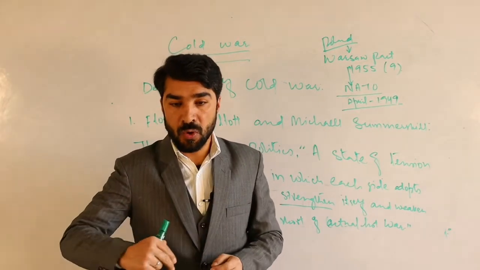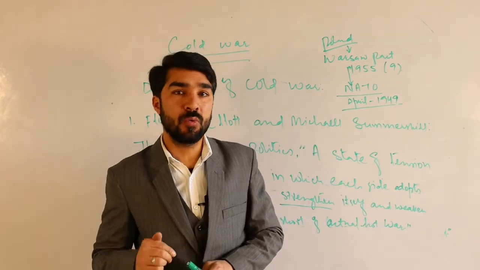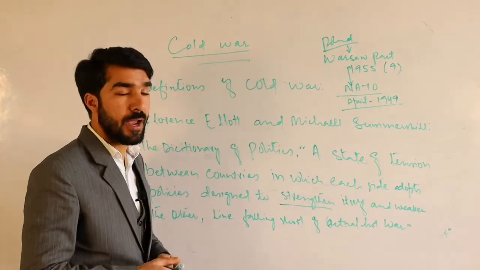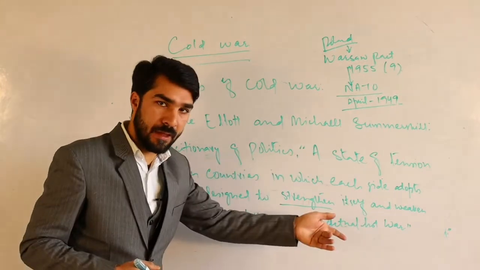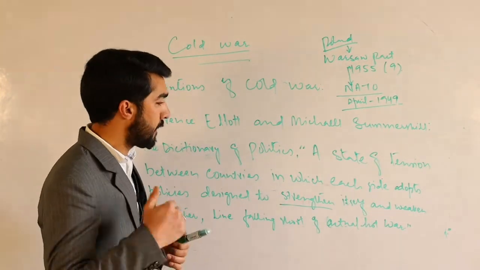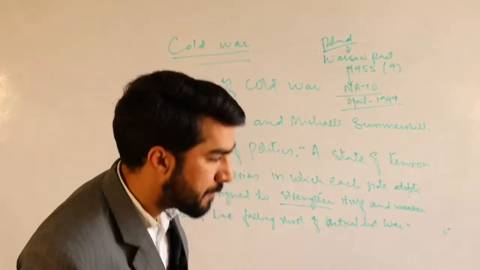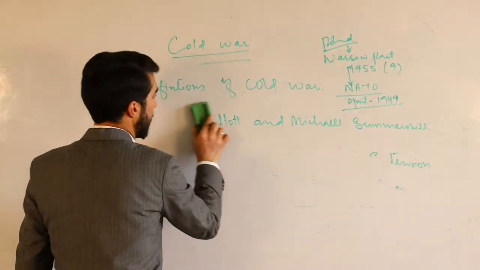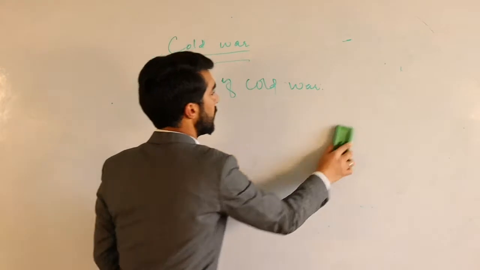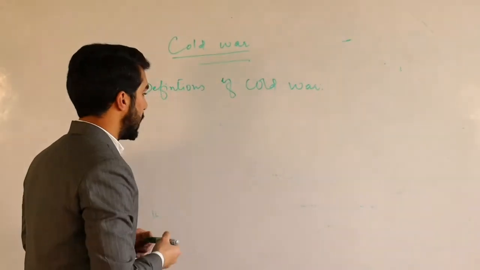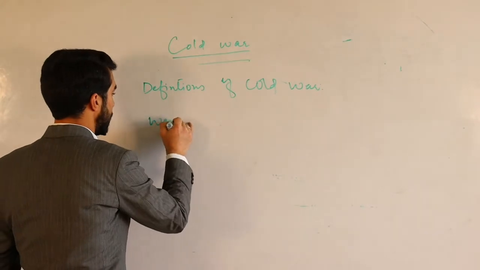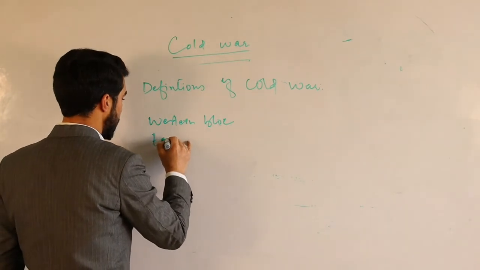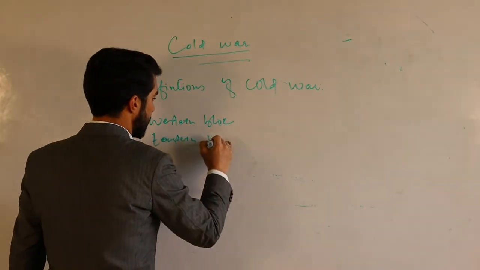Let me tell you that those countries which were led by the USSR were a part and parcel of Eastern Europe. And those countries which were led by the USA were from Western Europe, so it was called the Western Bloc. And those countries which were a part of the USSR were from Eastern Europe, so this was called the Eastern Bloc. Okay, so 2 blocks were there I was talking about. First, the Western Bloc, and the second one was the Eastern Bloc.